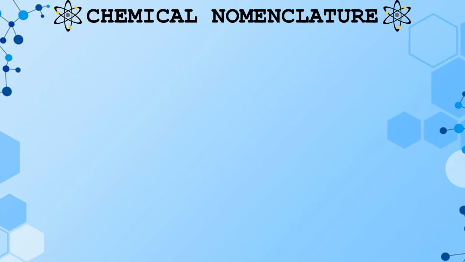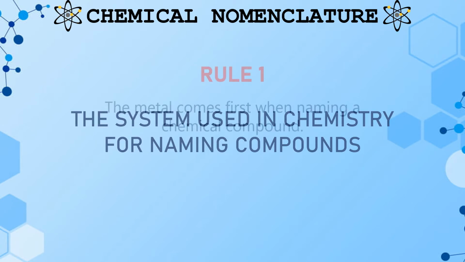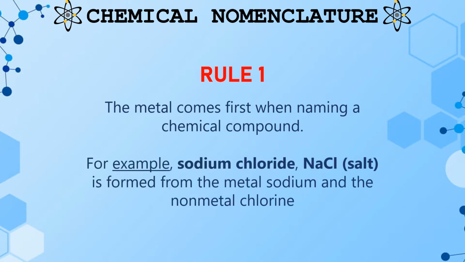The following are the rules in chemical nomenclature, the system that is used in chemistry for naming compounds. Rule 1. When writing a chemical formula for ionic compounds, you learned that you write the metal element first. Similarly, the metal comes first when naming a compound. For example, sodium chloride, NaCl, salt, is formed from the metal sodium and the nonmetal chlorine.